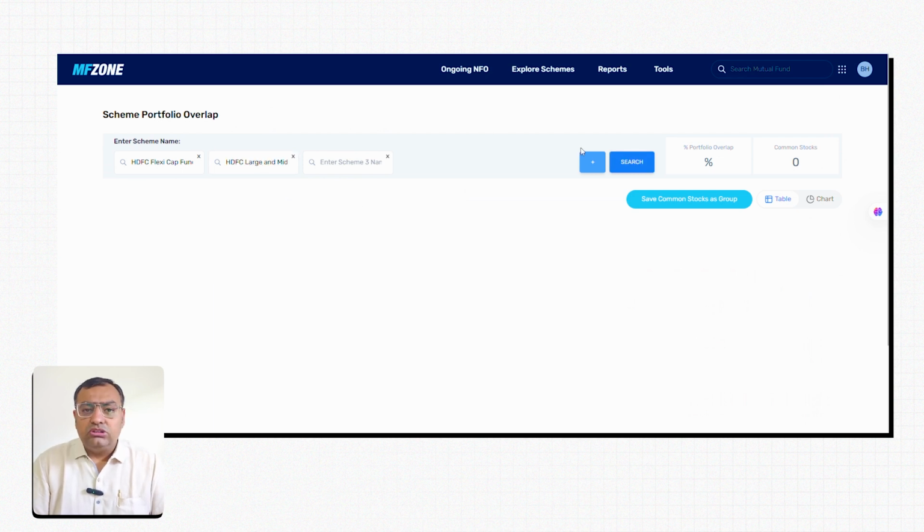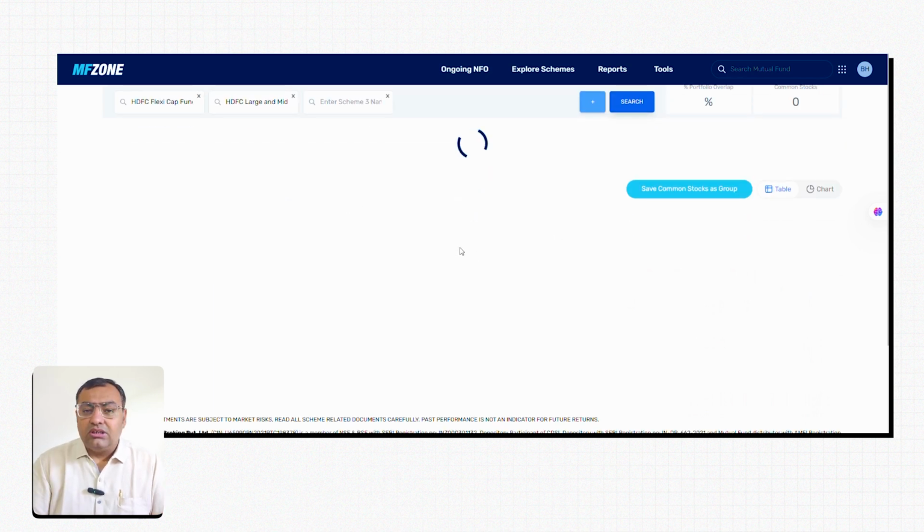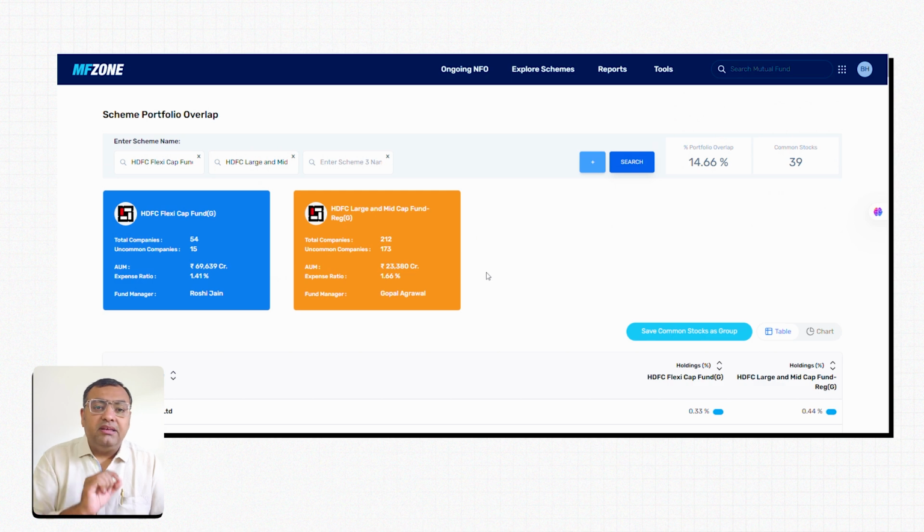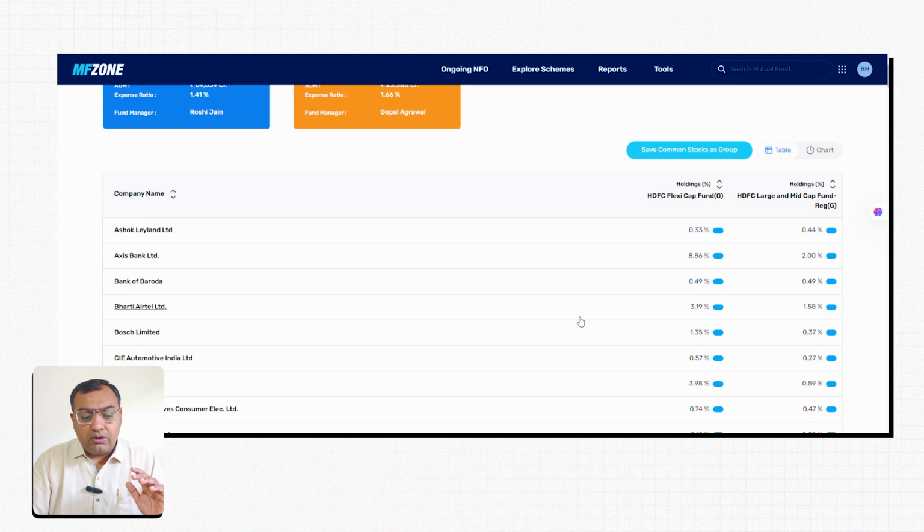And if I click onto the search, look at the number of stocks. 39 companies are common between HDFC Large and Mid Cap and HDFC Flexi Cap Fund. Now both the fund managers are different. So when someone says go with HDFC Large and Mid Cap because it has lower risk, looking at the long term, mid and small cap has more risk, large and mid cap has less risk. But if you are already holding a Flexi Cap Fund, you are managing that risk with 39 stocks over here. 14.6% overlapping of the stocks.